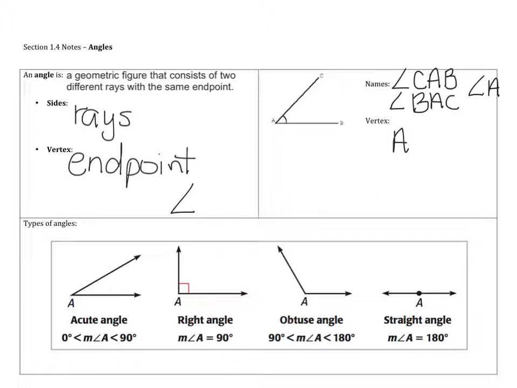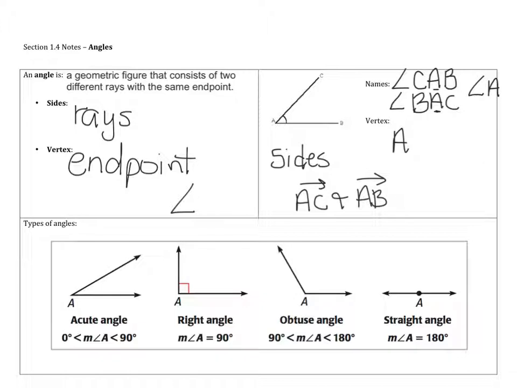Let's go ahead and show what the sides of the angle are. So we would say the sides are the rays AC and ray AB. And once again, just to reiterate, we always want to put the vertex in the middle when we're naming an angle with three letters. Next, let's talk about the types of angles.